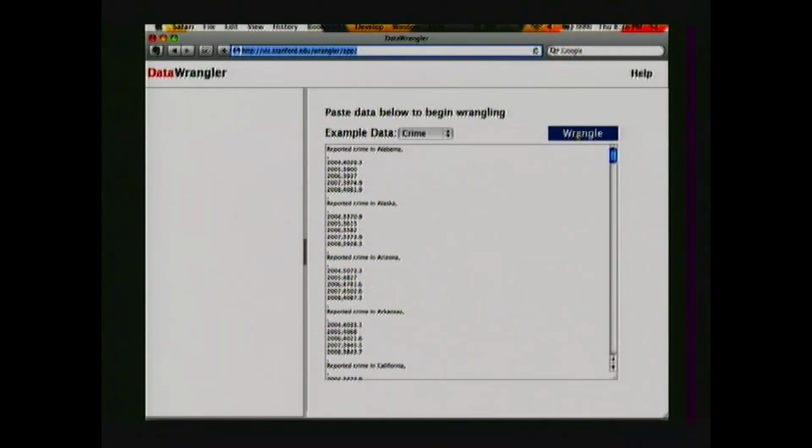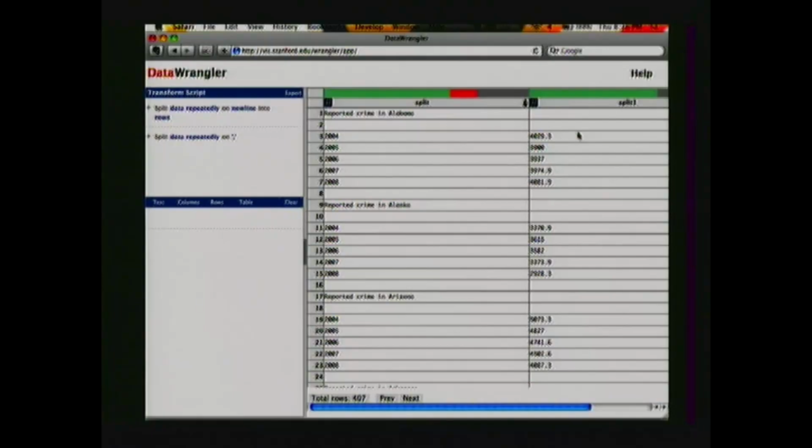So in this case, I'll click the Wrangle button, and this loads the data into, in this case, a tabular format. We're able to do a couple things right off the bat. I mean, there's some very common formats, so we're able to automatically split the data into rows by new lines and split into columns by commas. But we're still left basically with this dirty data. And so let's see what we might do.